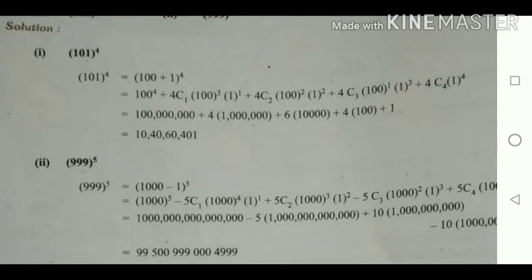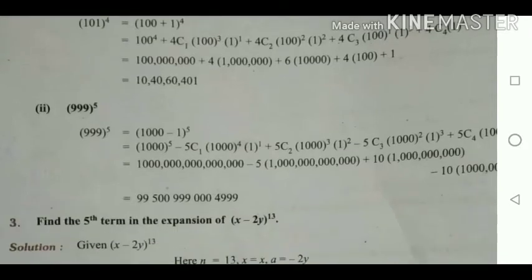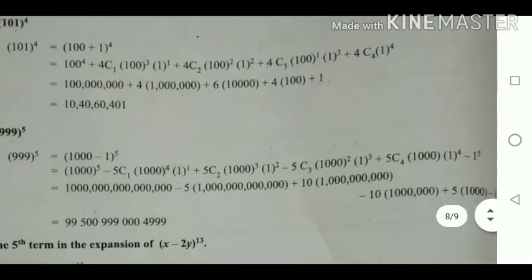Likewise, you have to do 999 whole power 5, which is nothing but 1000 minus 1 whole power 5. Here x equal to 1000 and 1 is a. So here n equal to 5, therefore 5C1, 5C2, 5C3, 5C4, 5C5 it will go. Then in between the minus sign is there, so introduce the minus sign for the second term, fourth term, sixth term, like that. That is, if one term is plus, the next term is minus. First term plus, second term minus, third term plus, fourth term minus, it goes like this. You are getting the answer here.